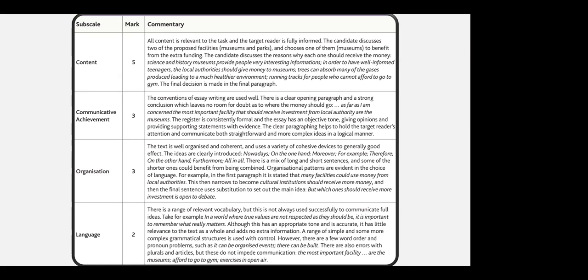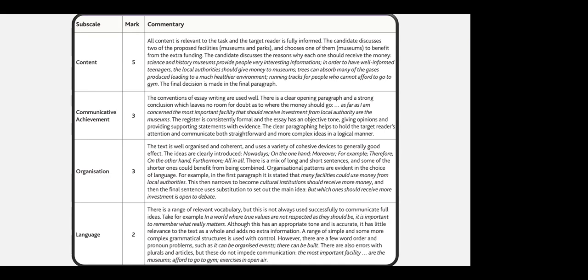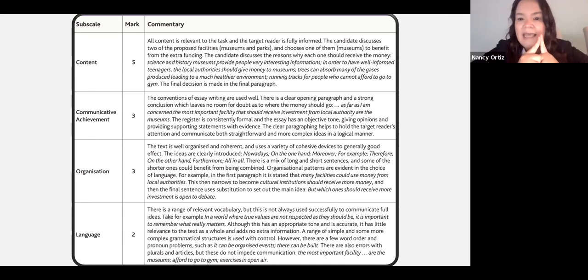Did you? Yes. What is register? I think it's the level of formality. Or informality used, exactly. The level of formality that suits a situation. So the register is consistently formal and the essay has an objective tone, giving opinions and providing supporting statements with evidence. The clear paragraphing helps to hold the target reader's attention and communicate both straightforward and more complex ideas in a logical manner.